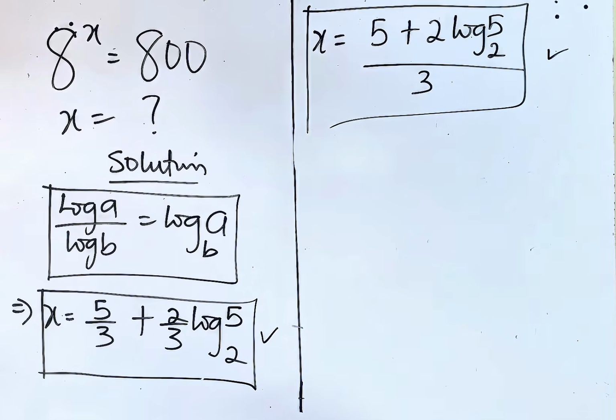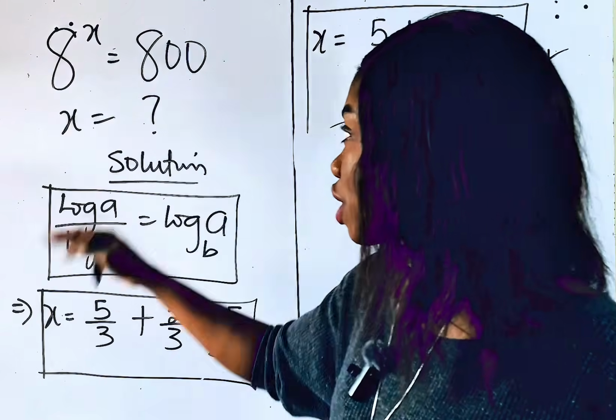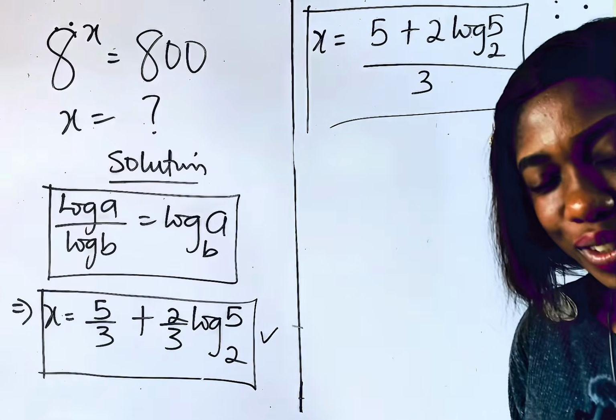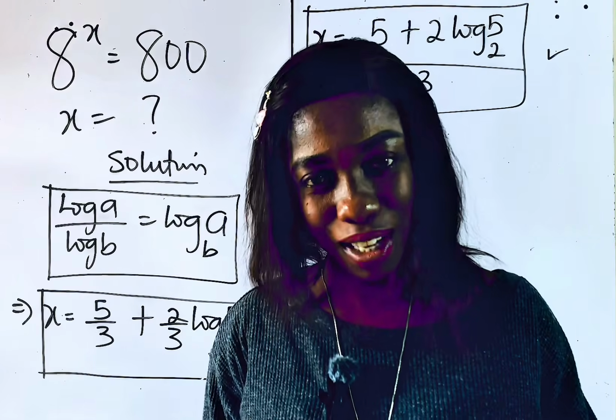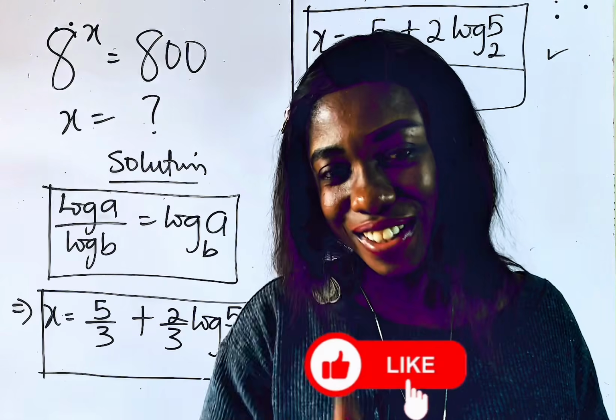So at this point, you are going to plug the value of x at the left side to see if it gives us back 800. And that is the most interesting part I wouldn't want you to miss. Let's do this together. And don't forget to give this a thumbs up.